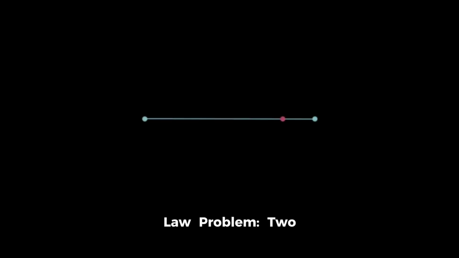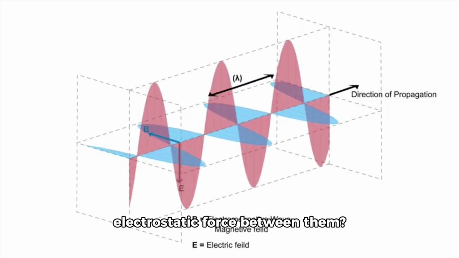Example of a Coulomb's law problem. The charges, +3.0 microcoulombs and -2.0 microcoulombs, are placed 0.05 meters apart in a vacuum. What is the magnitude of the electrostatic force between them?